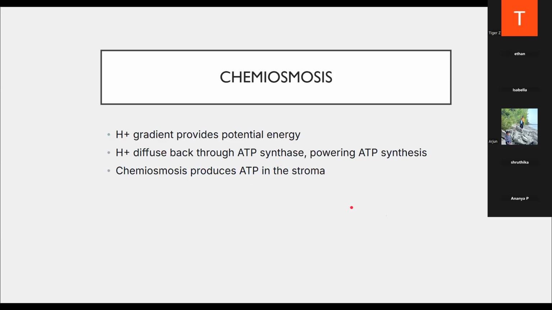So as H plus ions diffuse through the ATP synthase, it acts kind of like a water mill. Have you guys seen those? The H plus ions are basically the water, and you can imagine the ATP synthase turning because of the movement of H plus ions, and that produces ATP.